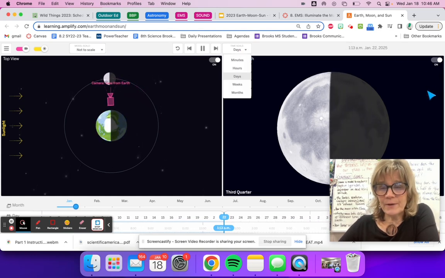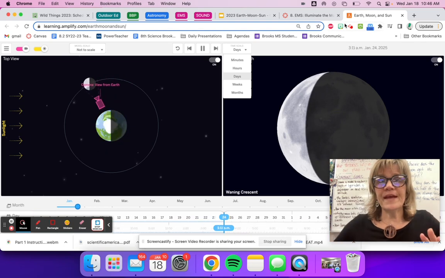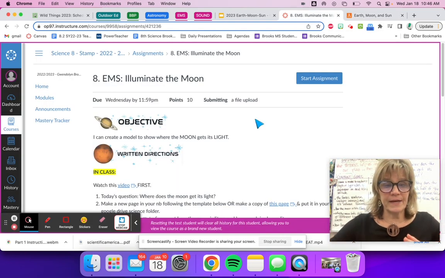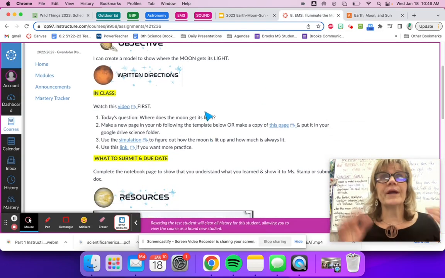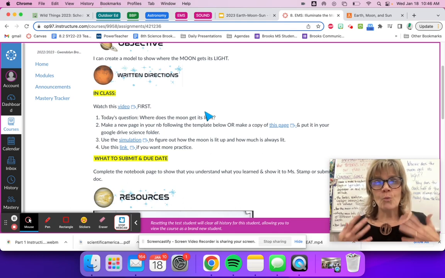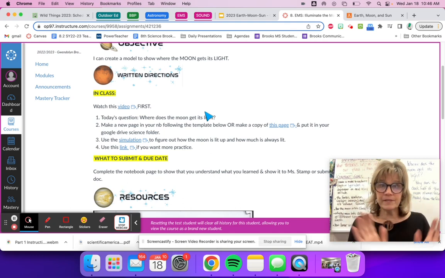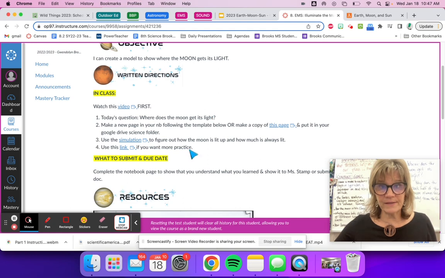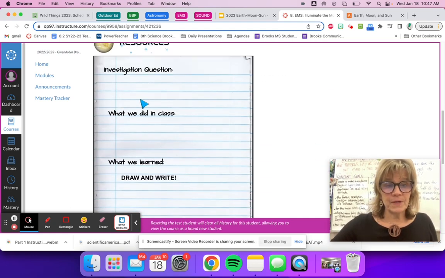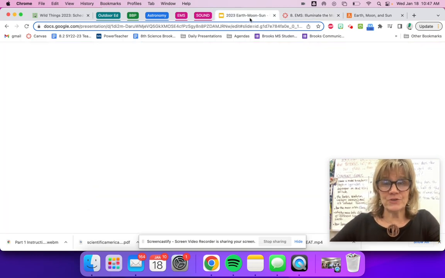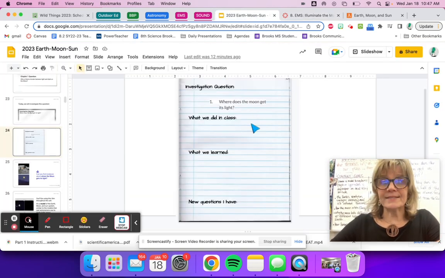Okay, so play with this for a few minutes, remembering always that our question is, where does the moon get its light? Once you've figured out from this simulation where the moon gets its light, you go back to your template, right? Your investigation question. Sorry, here it is. Where does the moon get its light?